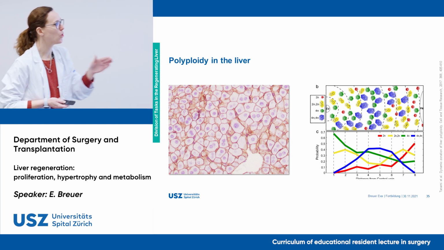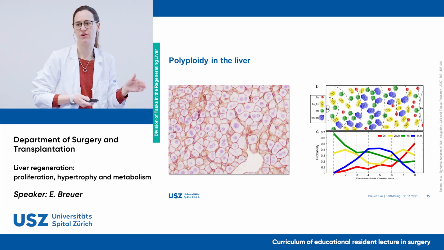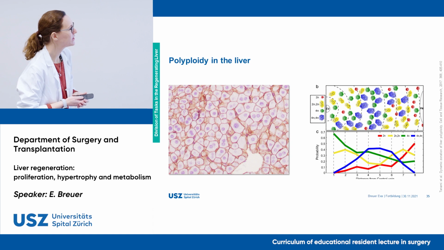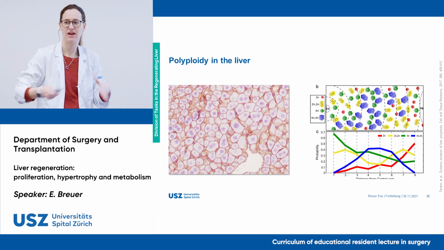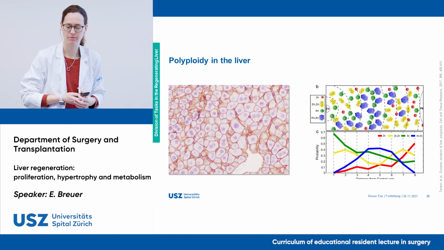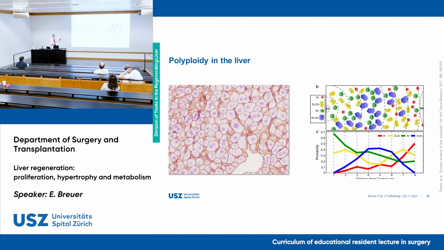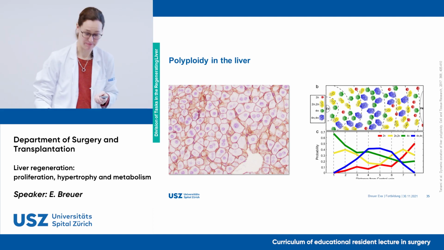We know that the ploidy in the liver is also zonated. Most of the midlobular hepatocytes have a higher ploidy, more genetic content, compared to the ones next to the portal tract and the central vein. This actually complicates this regeneration stuff a bit.